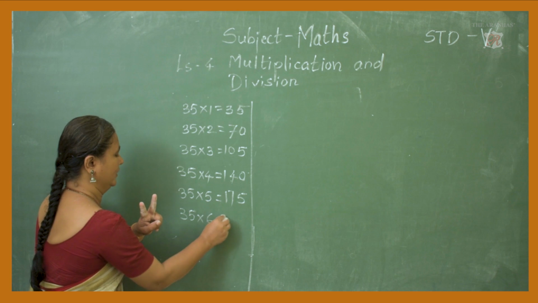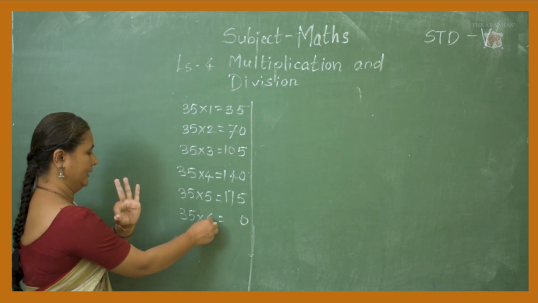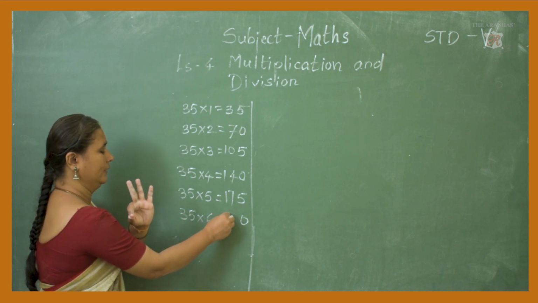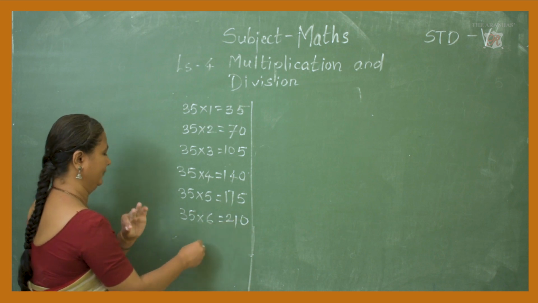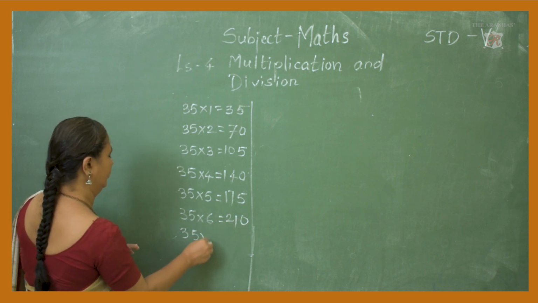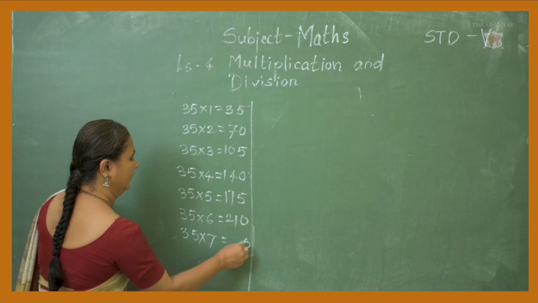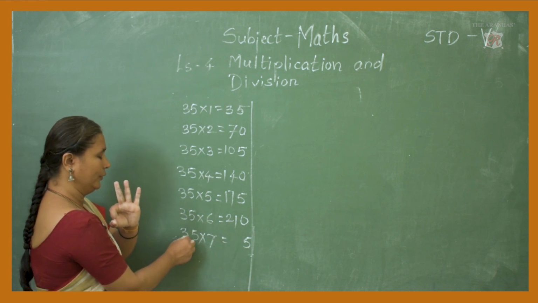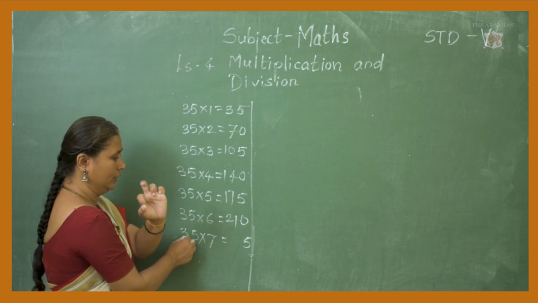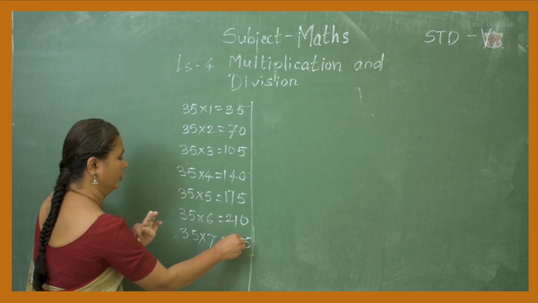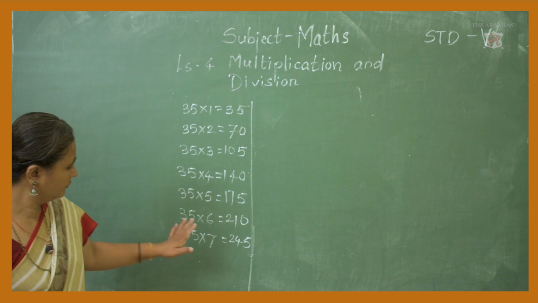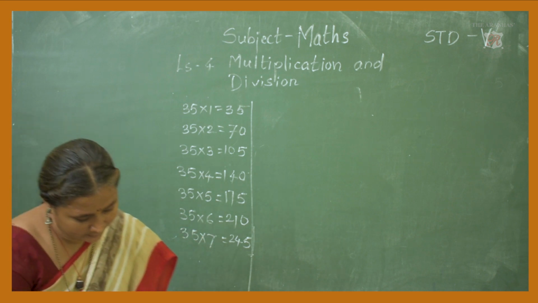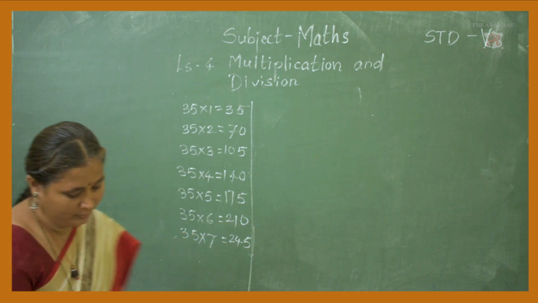35 into 6. 6 5s are 30, 3. 6 3s are 18, 18 plus 3, 19, 20, 21. 35 into 7. 7 5s are 35, 3. 7 3s are 21, 22, 23, 24. Okay. Now stop here. First see which number we will take.